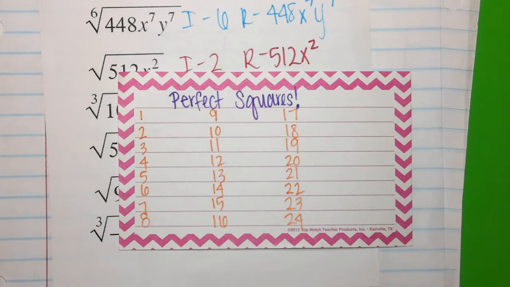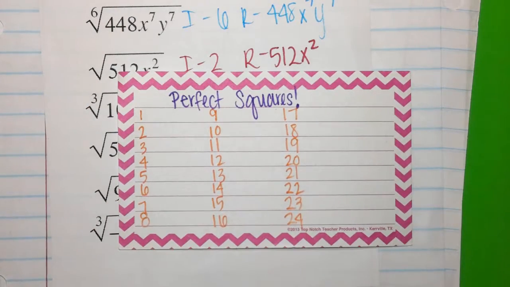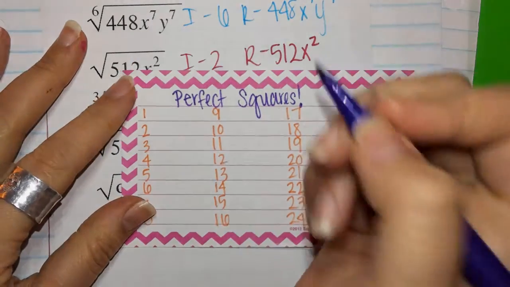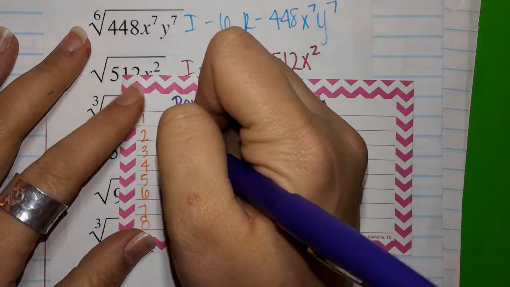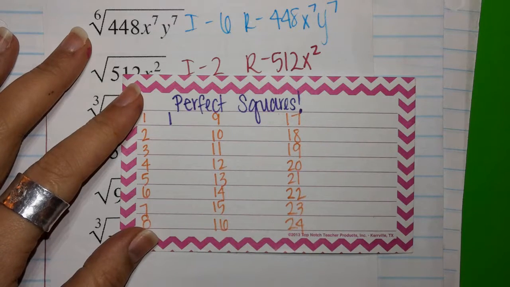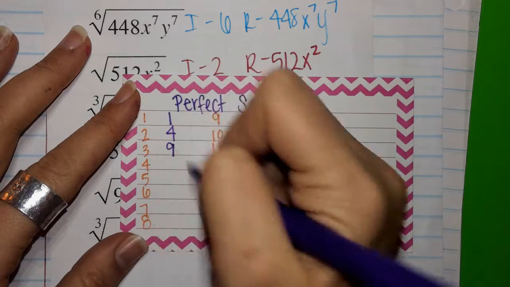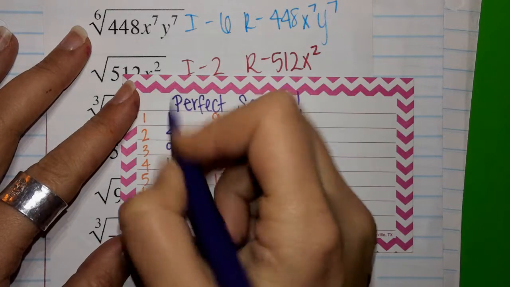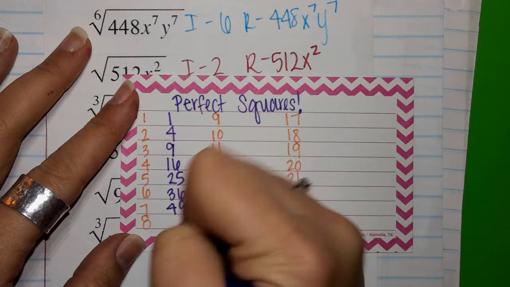Alright, so what we're going to do now in our other color is square each of these numbers. My perfect squares are going to be in purple. A perfect square is when you square your counting numbers. So 1 squared is what? 1. Okay, 2 squared is? 4. 3 squared, 9. 4 squared, 16. 5 squared, 25.